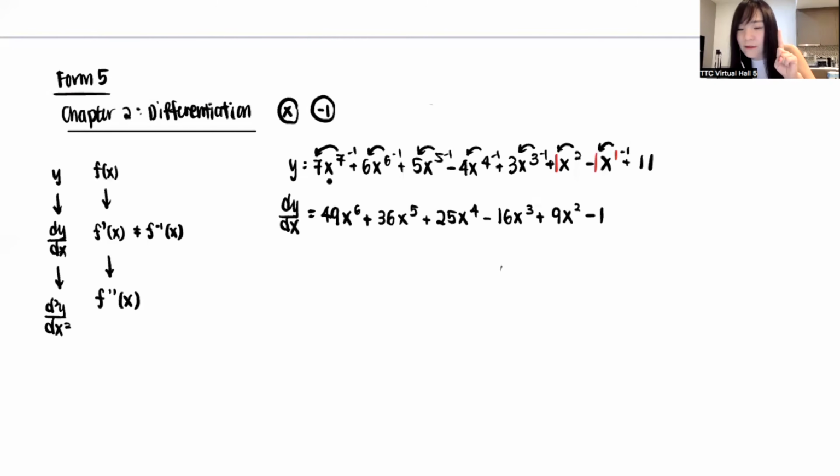Then guys, how about 11? 11, if you guys differentiate it, very good, Anusha, it will be 0. Why 0, my dear? I repeat, because 11, you don't see any x at the side. If I force myself to write an x there, I will write x power 0. Then you will continue times and minus 1, right? Then 0 times anything, 0.